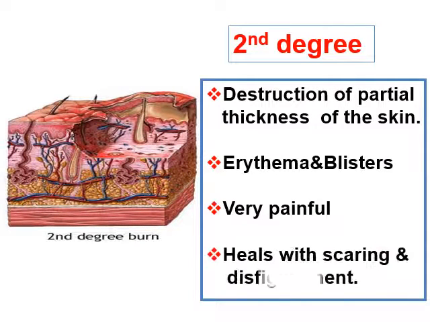So next degree is the second degree. You can see here that the second degree is deeper than the first degree. So here the destruction is destruction of the partial thickness of the skin, like the partial layer of the dermis is destructed, not all the layer, like you can see here. This is a normal layer, not destructive. So it is represented by erythema and blister. And it is also very painful because the nerve endings are stimulated, but it will heal leaving a scar formation and disfigurement.